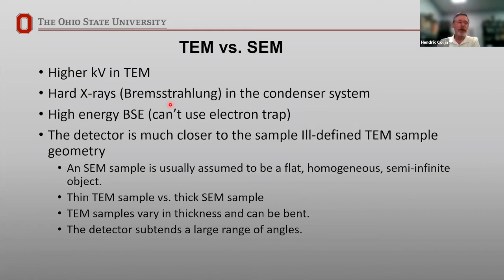So you will sometimes pick up copper from a TEM support grid that is far away from the area where your beam is actually pointed. You will generate high energy backscatters. Your sample will backscatter, and you can't use an electron trap like you do in an SEM because your detector is so close to the beam, and you can't make the magnet strong enough to deflect these backscattered electrons. The detector is much, much closer to the sample in TEM than in SEM.